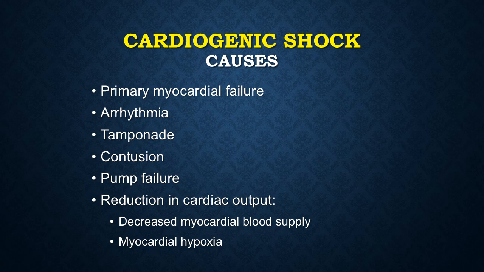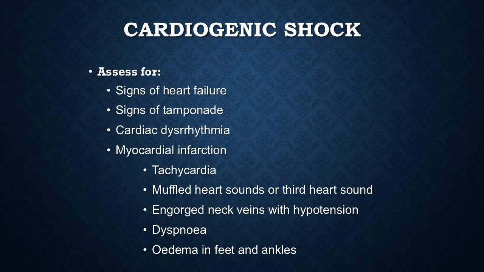Cardiogenic shock: the primary problem is with the pump. There may be myocardial failure, arrhythmias, tamponade, cardiac contusion, and pump failure, heart failure, which leads to reduction in cardiac output. This reduced cardiac output then leads to decreased myocardial blood supply and in turn leads to myocardial hypoxia, compounding the primary pathology itself. So you have to prevent cardiogenic shock to save the patient.